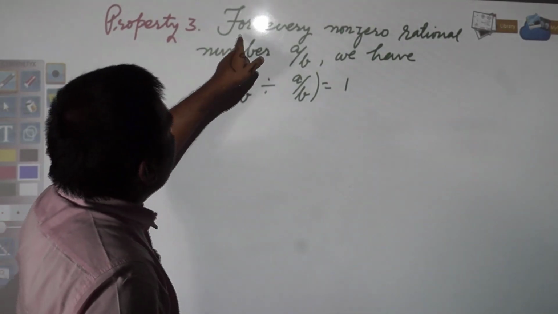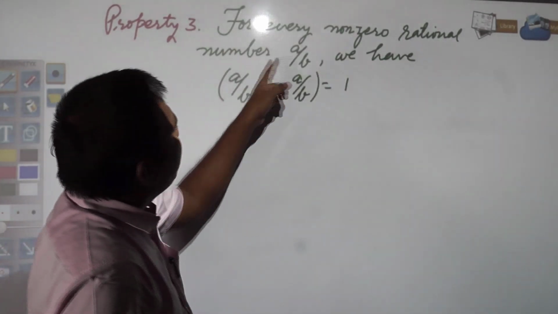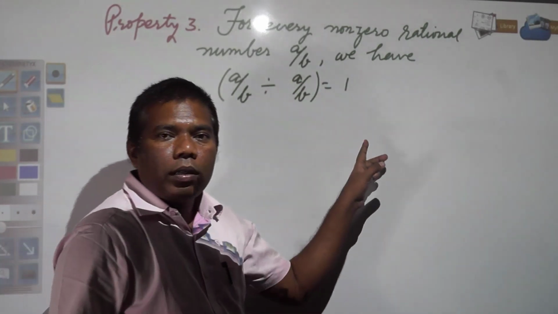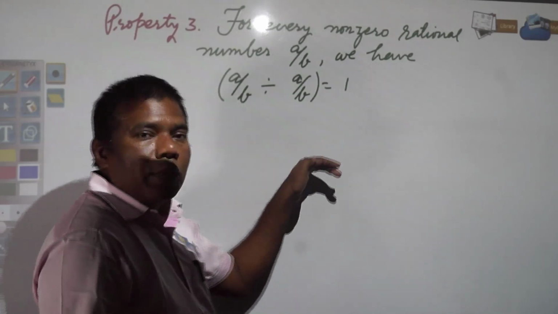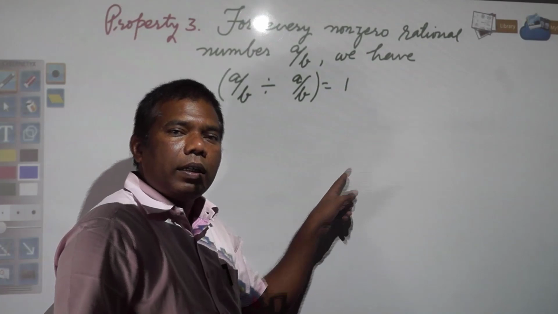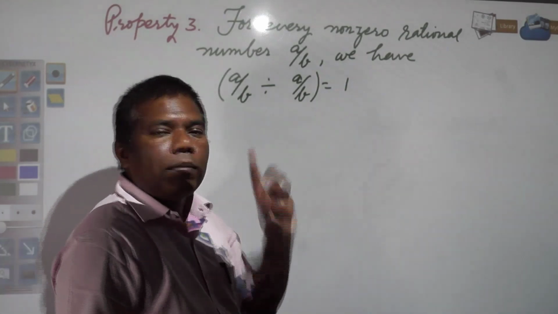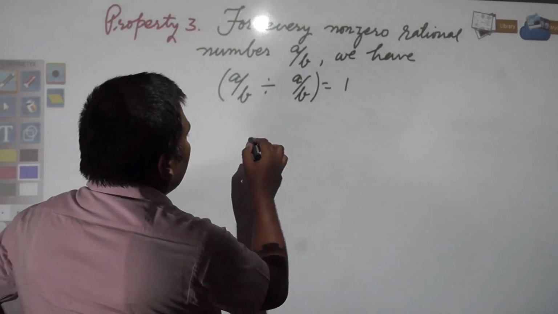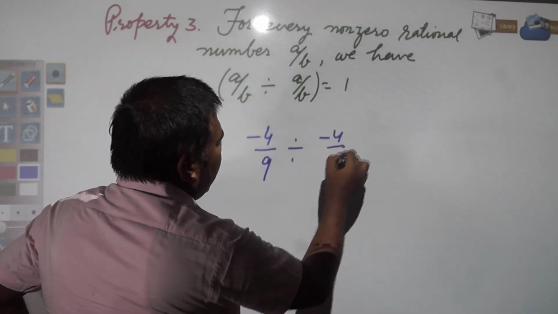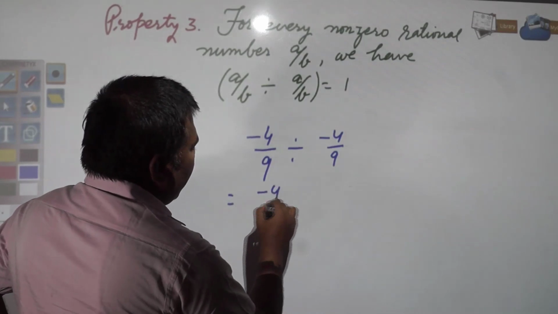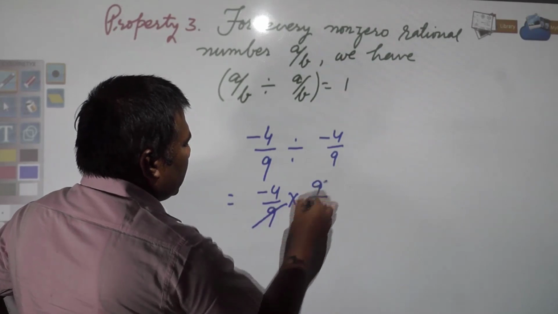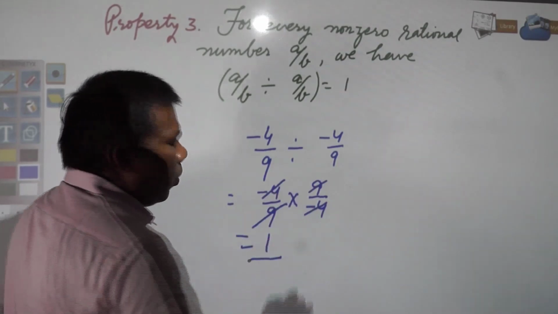Property 3. For every non-zero rational number a by b, we have a by b divided by a by b is equal to 1. So the number is being divided by itself. When a rational number is divided by itself, the result will be 1. Suppose you take minus 4 by 9 divided by minus 4 by 9. How will you simplify? Minus 4 by 9 into 9 by minus 4. So it will cancel altogether and you will get 1.